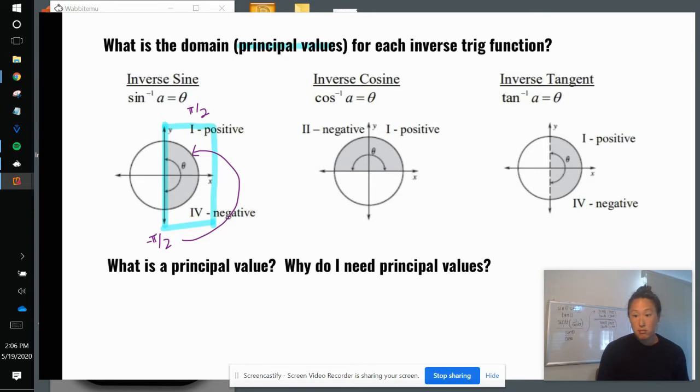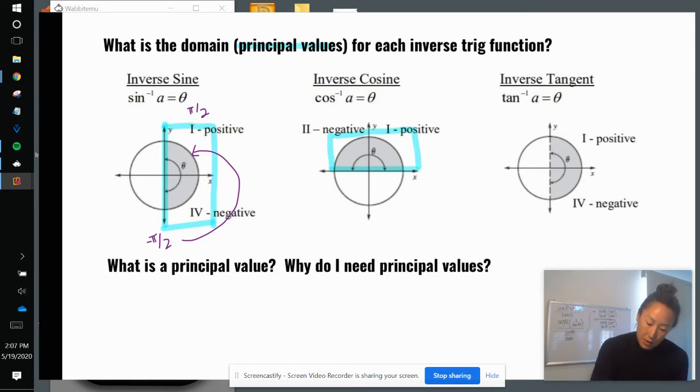That's it. Okay. For cosine, the principal quadrants, or principal values, come from the first and the second quadrant, because I'm looking for when the cosine ratios are positive and negative.